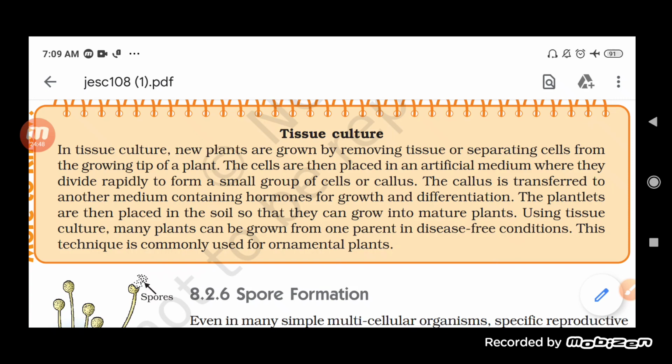Using this tissue culture method we can make a disease-free plant, or we can remove all the conditions that can cause disease to the plant. So that's why this method is really good, although this technique is commonly used for ornamental plants. So this is, students, the tissue culture.